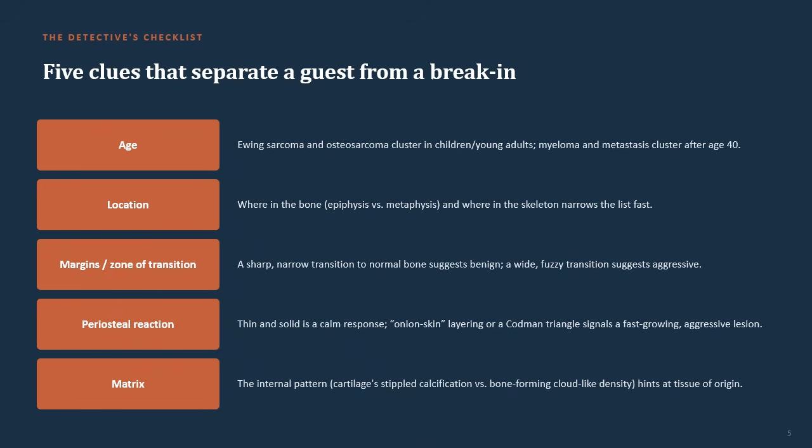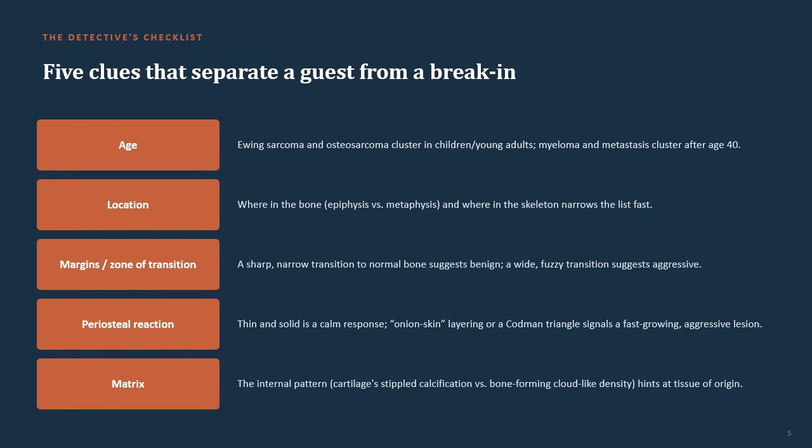The next thing we're looking for is the location. Where is it happening in the bone? And where is it happening in the skeleton? All right, so in terms of the bone, we're looking for things like, is it happening in the epiphysis or the metaphysis? All right, and skeleton, we're just talking about overall, where is the cluster occurring in the skeleton? All right, the next thing we're going to be looking at is the margins or the zone of transition, because that's going to suggest, is it benign or is it malignant?